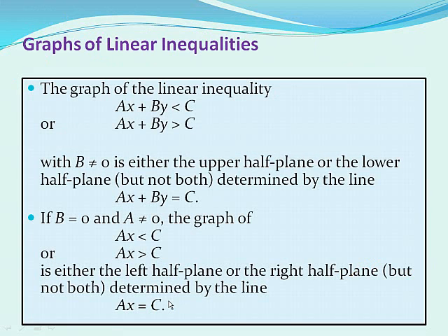Graphs of linear inequalities. The graph of the linear inequality ax plus by less than c or ax plus by greater than c, with b not equal to 0, is either the upper half plane or the lower half plane, determined by the line ax plus by equal to c. This is what we call the boundary line.